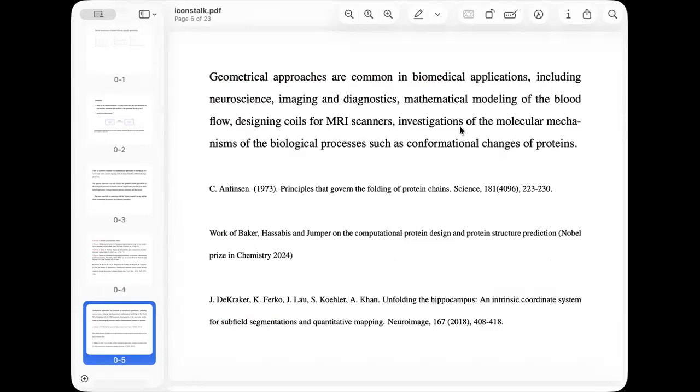Geometric perspectives in general are important in neuroscience, imaging and diagnostics, mathematical modeling of blood flow, and designing coils for MRI scanners. Investigations of the molecular mechanism of biological processes rely on conformational changes of proteins.